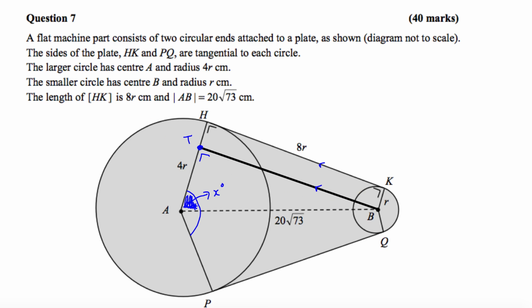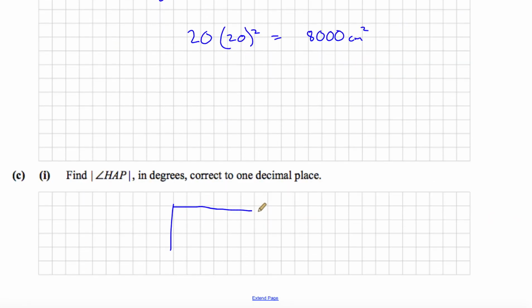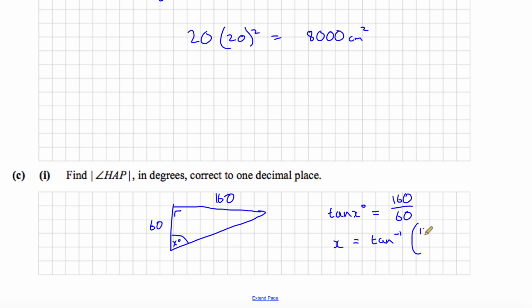So if I draw that triangle, it'll look like this. 160, 60, and I'm looking for X degrees. This was a right angle here. So from this angle I have the opposite and the adjacent. So I can say that the tan of the angle X is the opposite, 160, over the adjacent, which is 60. So that means X is the inverse tan, hit the shift button, of 160 over 60.